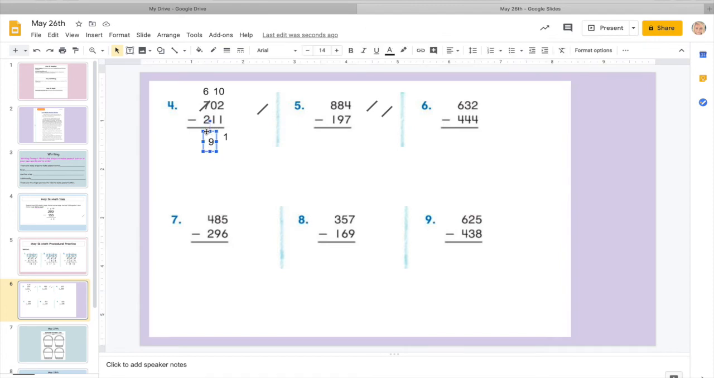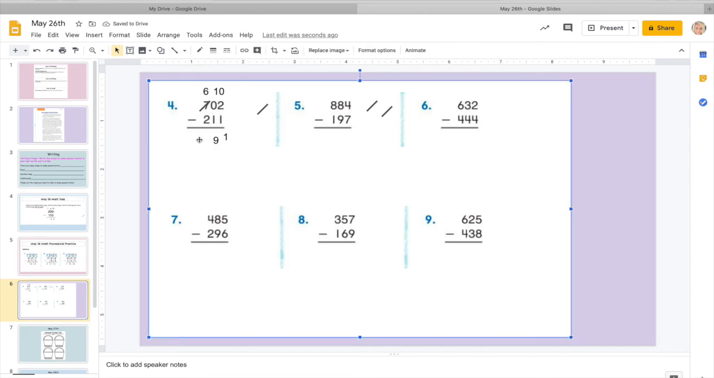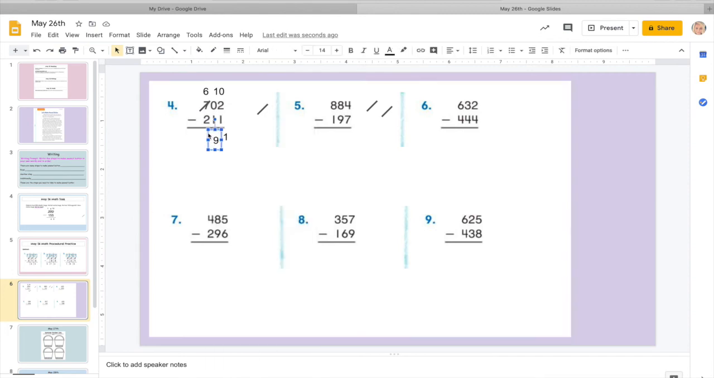So we can move on to our third and final step, which is subtracting the hundreds column. We have 6. 6 take away 2 is 4. We don't have one. Give me just a minute. Add a little box there.